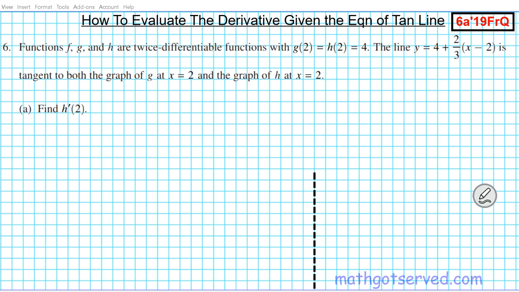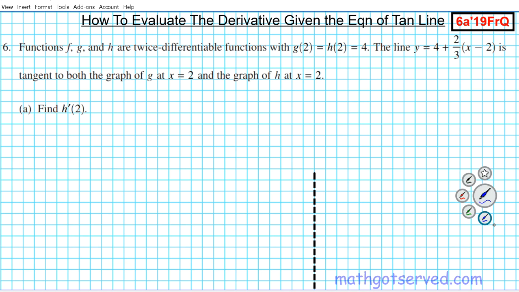Alrighty, let's take a look at question number 6, the A part. On question 6A, we're being assessed on how to evaluate the derivative at a given point given the equation of the tangent line. It reads, functions f, g, and h are twice differentiable functions with g of 2 equals h of 2 equals 4. The line y equals 4 plus 2/3 times x minus 2 is tangent to both the graphs of g at x equals 2 and the graphs of h at x equals 2. The A part, you have to find h prime of 2.